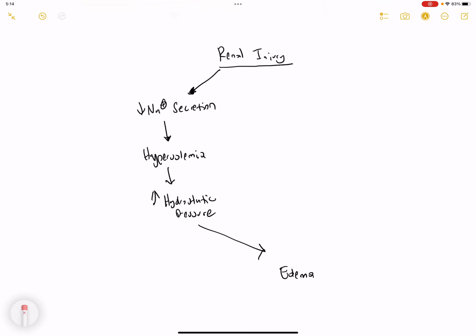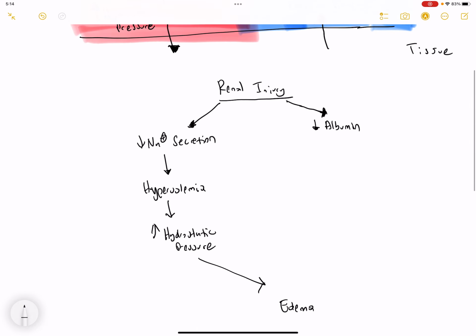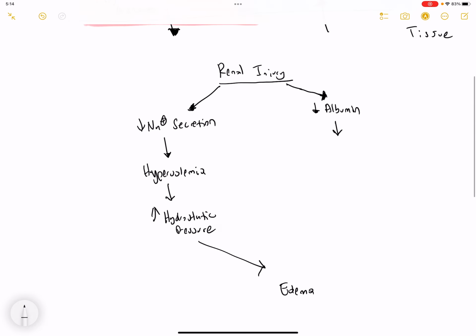Now, another reason why there can be edema in nephrotic syndrome is because in nephrotic syndrome, we are going to have an increase in protein excretion, and that's going to lower albumin levels. So albumin is the main protein in our vessels that regulates the oncotic pressure. And if we have a decrease in albumin, then we're going to have a decrease in oncotic pressure. And this decrease in oncotic pressure is going to directly contribute to edema.